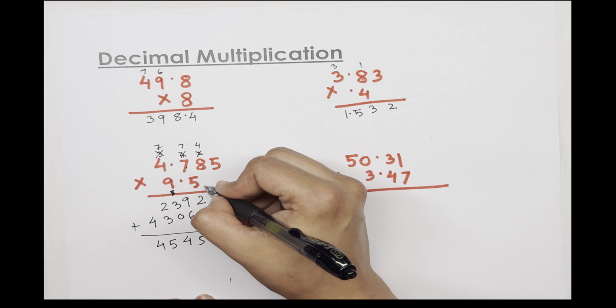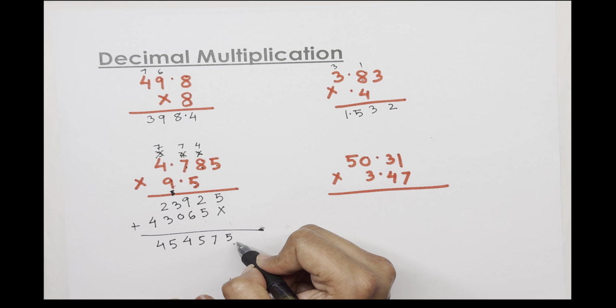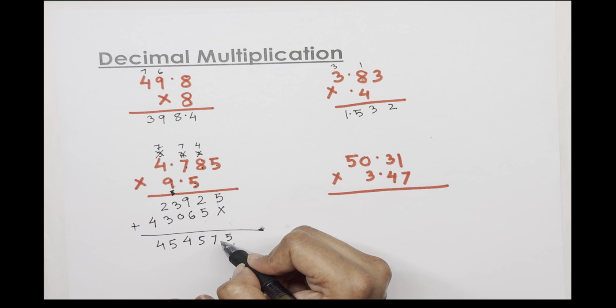Just like the last example, let's count how many total digits are there after the decimal in both these numbers. 3 digits are there on top and 1 digit after in the bottom. So total is 1, 2, 3, 4. So let's put the decimal starting from the extreme right. 4 steps. 4 digits are there after the decimal. So from the extreme right, I'm going 4 steps to the left hand side. 1, 2, 3, 4. And I put the decimal here.